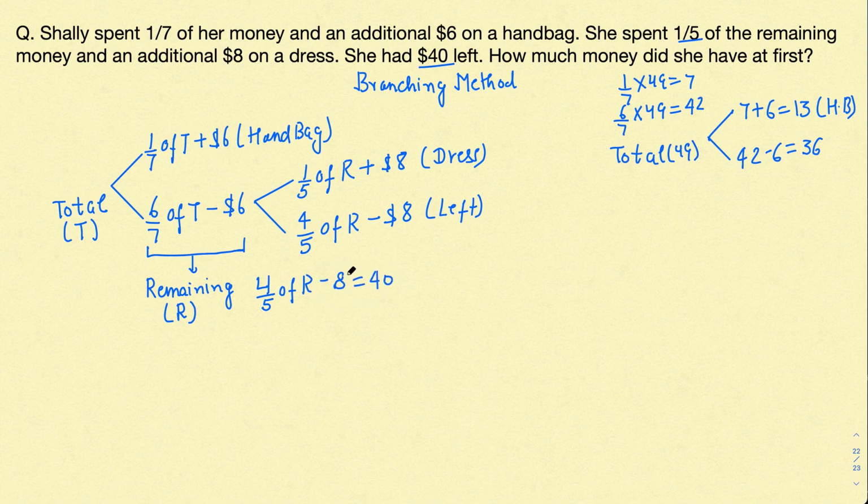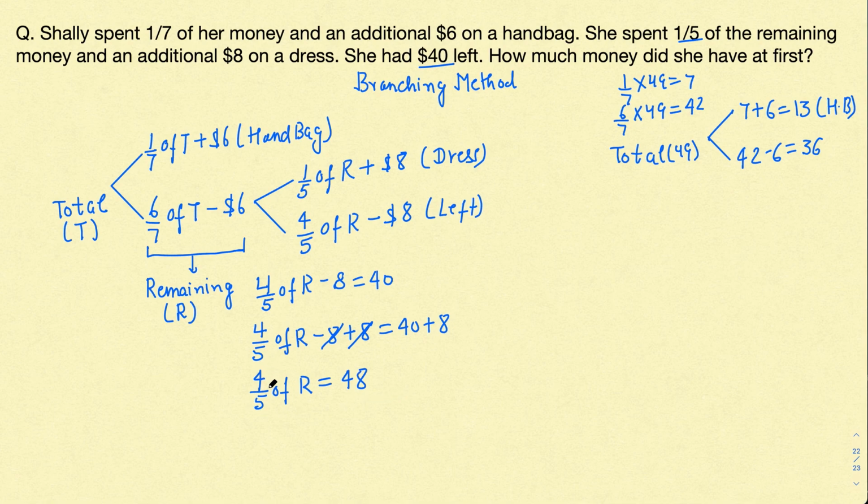If we want to get rid of this minus 8, just add plus 8 on both the sides. So we write 4 by 5 of remainder minus 8, then add another 8 on the left hand side, and we have to add another 8 on the right hand side as well. Now this plus 8 will cancel this minus 8 and we'll be left with 4 by 5 of remainder on the left hand side. That will give us 40 plus 8, 48.